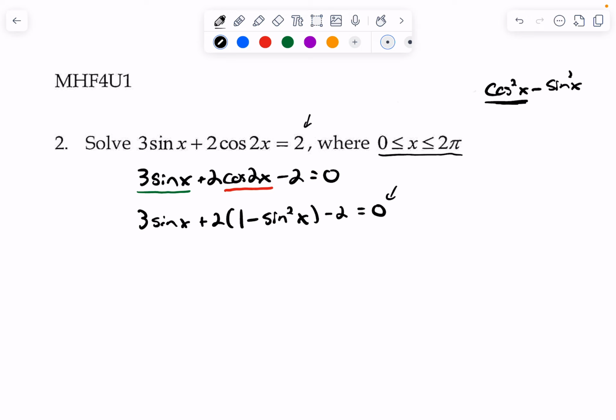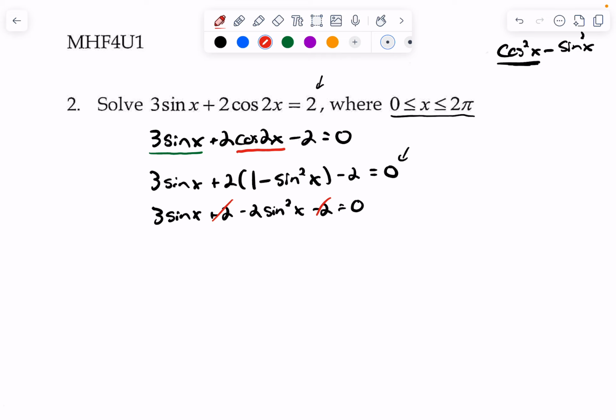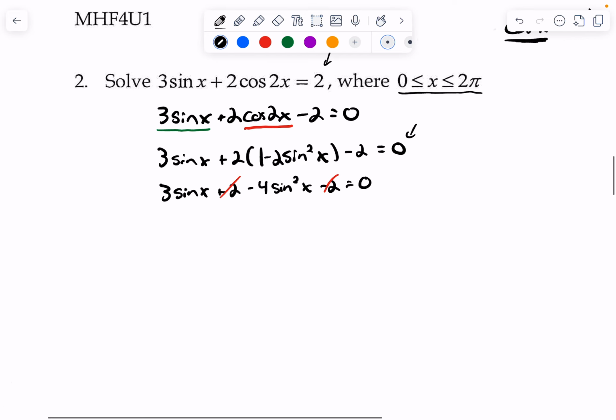clean it up a bit. So 3 sine x plus 2 minus 2 sine squared x minus 2 in the back equaling 0. Well, I see I have a positive 2 and a negative 2, so let's cancel those. Oh, sorry. This should actually be a double angle, right? Sorry, I made a mistake. This is 1 minus 2 sine x. There we go. So that would make that one 4 right there. Okay. So 3 sine x. So then you simplify that further. Sine x minus 4 sine squared x equaling 0.